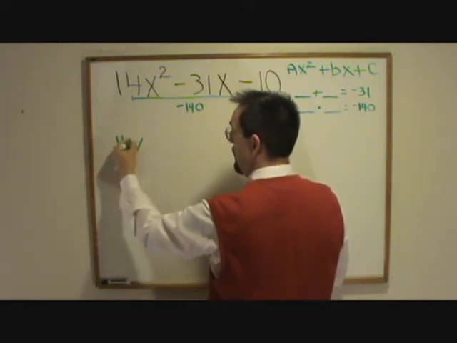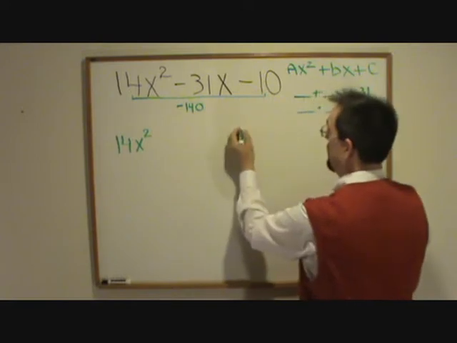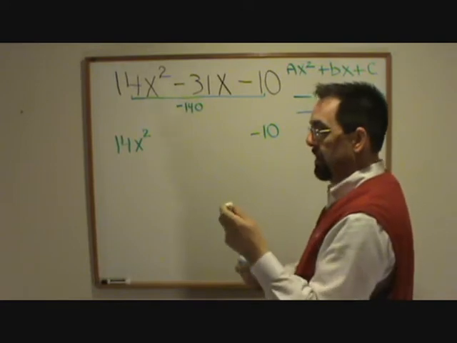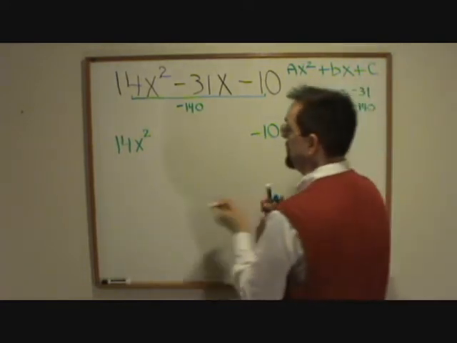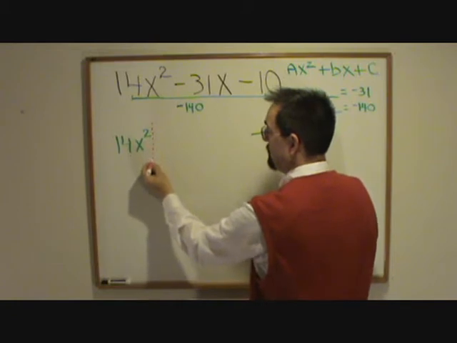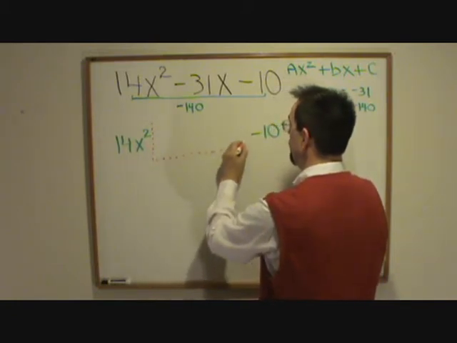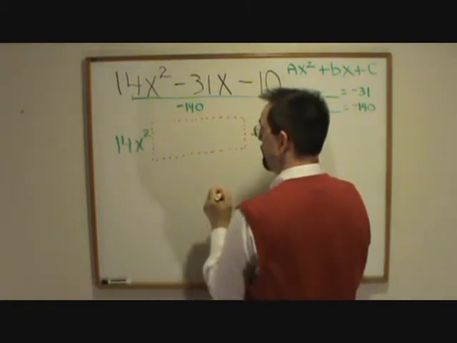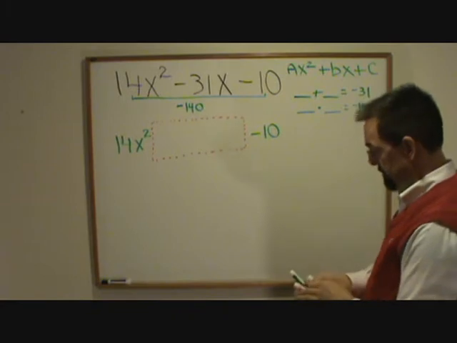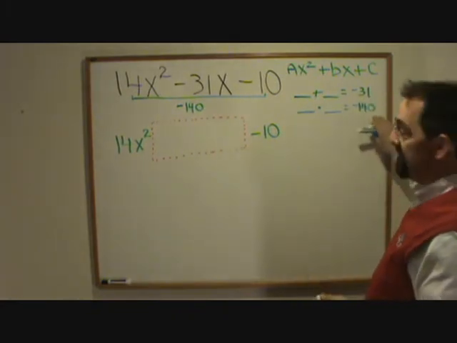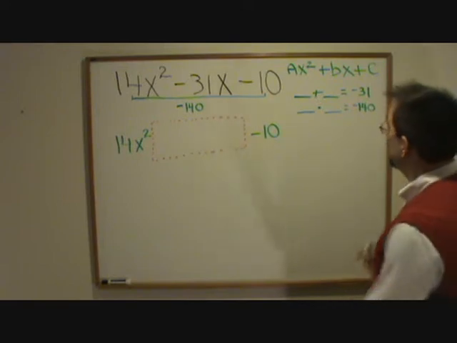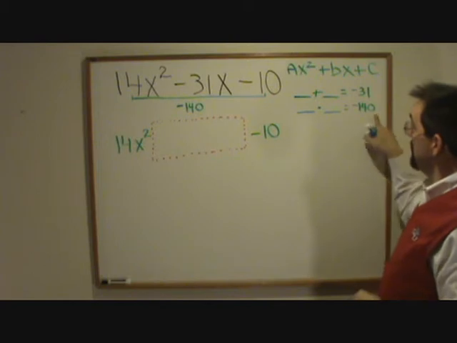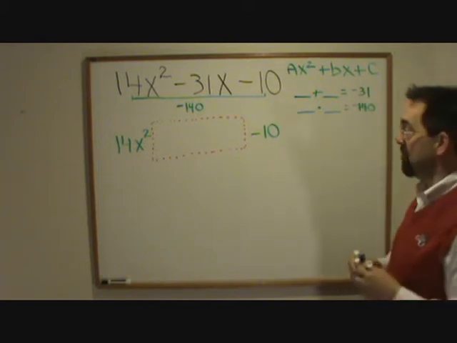Once we find those, let's bring this down: 14x squared and the minus 10. Once we find those two numbers, that's what goes in the middle here. So let's get started. I need to factor minus 140 until I find two numbers that multiply together to get minus 140, but I can add them to get minus 31.